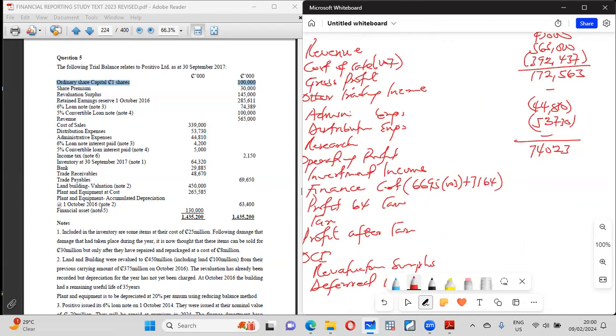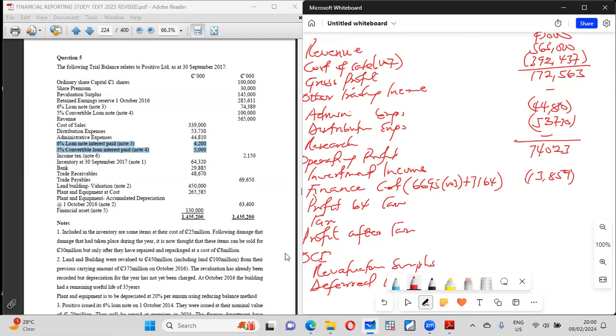So you ask yourself, apart from that, is there any other finance cost in the question? No. You see, these two are the finance costs that have been replaced. So immediately I can add 6,695 plus 7,164. That is giving me 13,859. It's a finance cost. All right. So that is that.